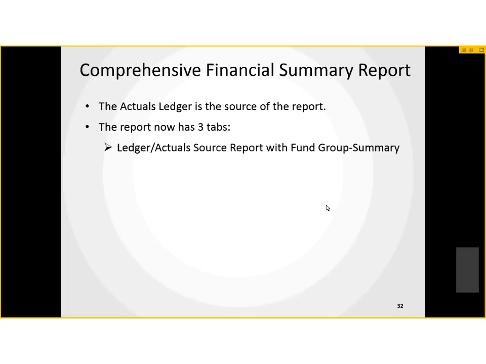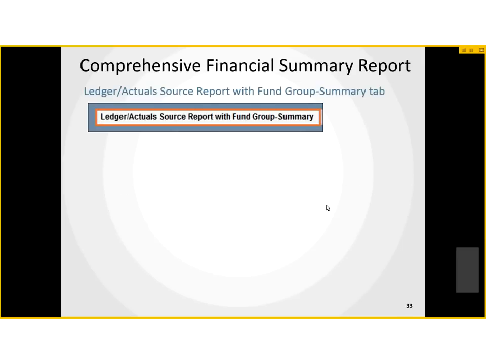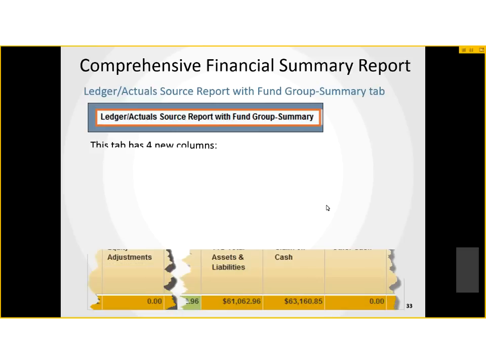There are 3 tabs here. You have the ledger actual source report with fund group summary, the same report with detail, and then you have a cash and investments tab in this report. So let's look at the first one. We're going to look at the ledger actual source report with fund group, and this is the summary tab.